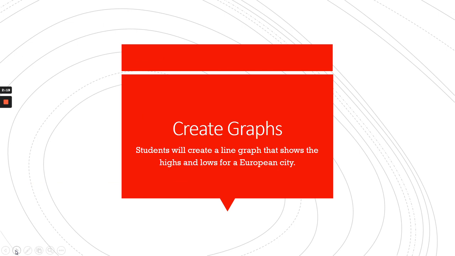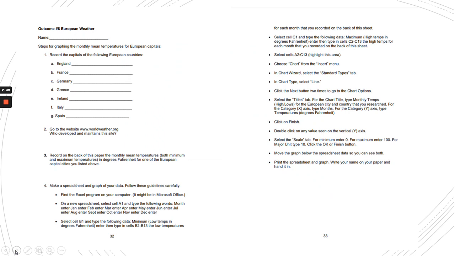The next activity will allow students to create graphs, and they will create a line graph that shows the high and low temperatures for a European city. This dovetails with the assignment from the last class where they learned about positive and negative numbers and charts and graphs in the realm of meteorology.